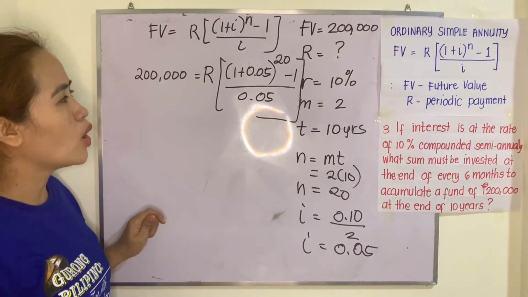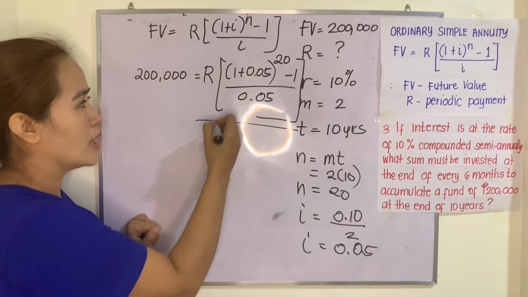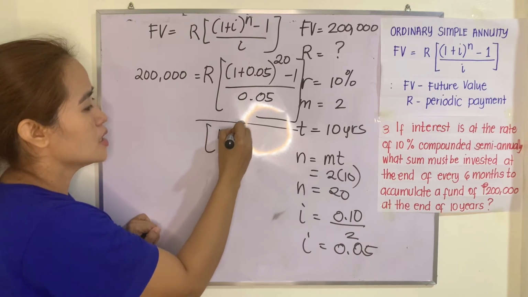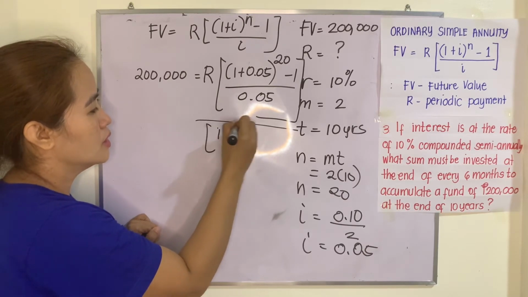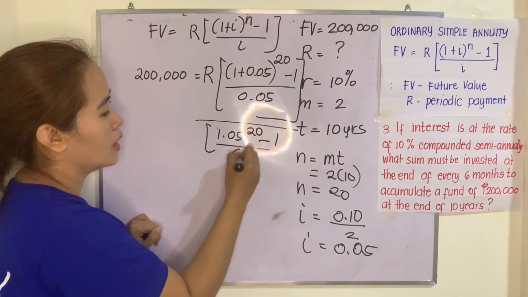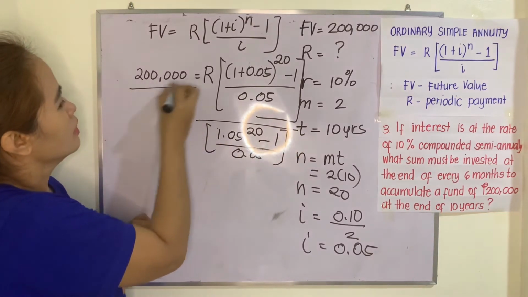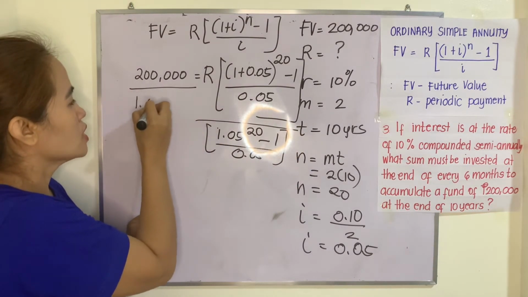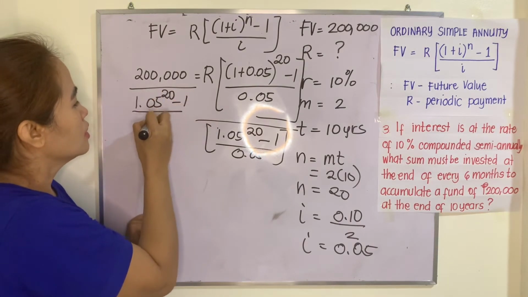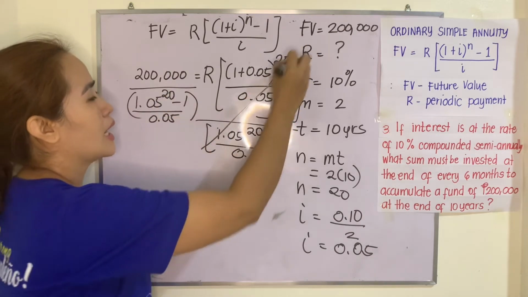So how are we going to solve for R? You just divide both sides by this one. That is 1.05 raised to 20 minus 1 divided by 0.05. Divide this by 1.05 raised to 20 minus 1 divided by 0.05. This will be cancelled now.